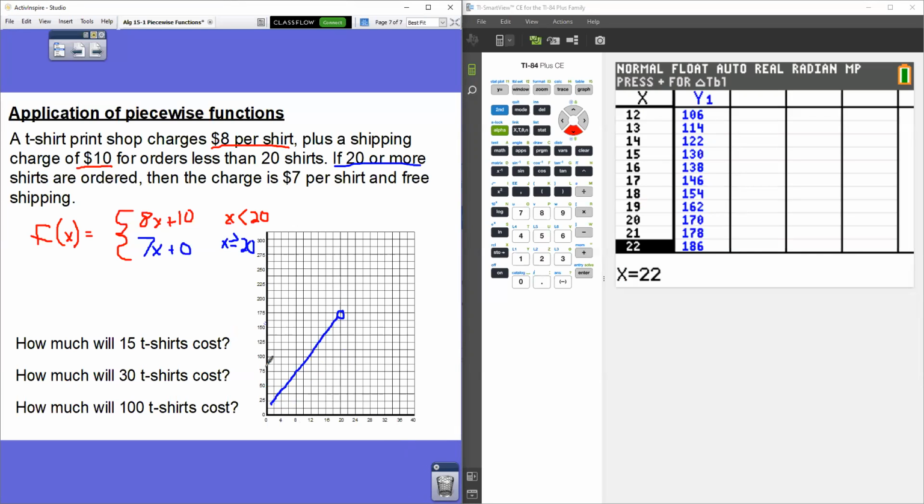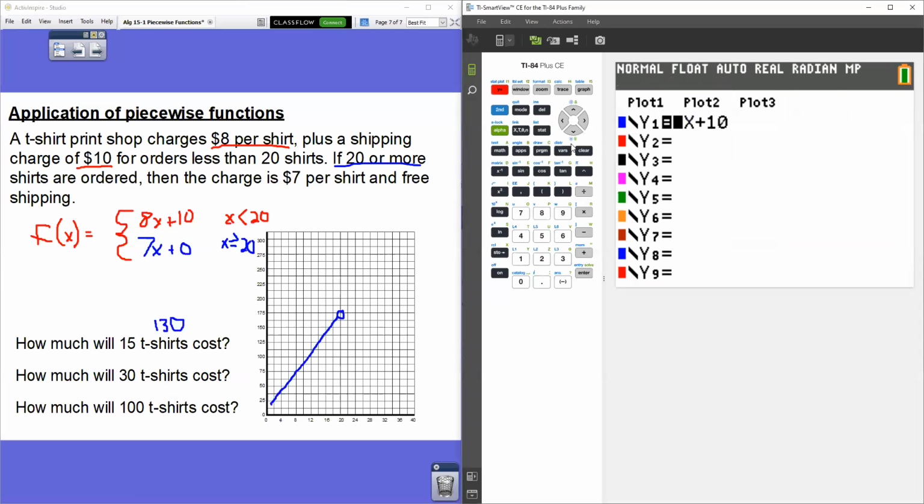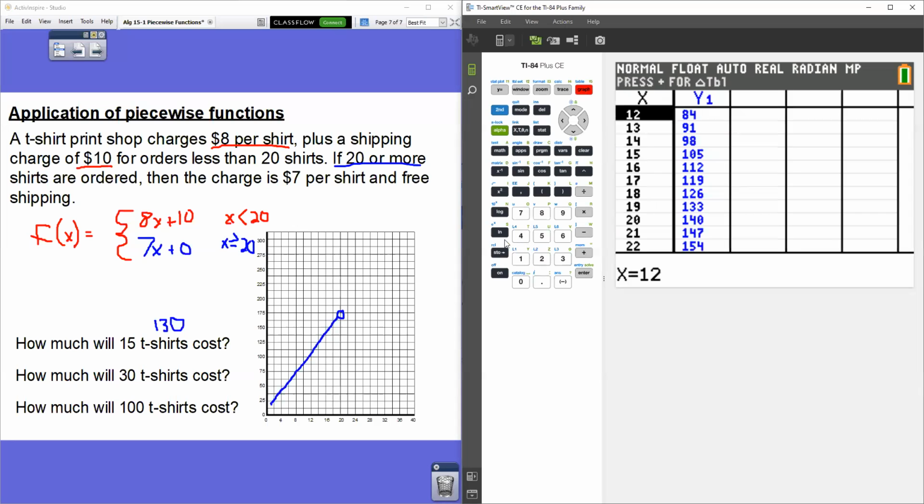So how much will 15 t-shirts cost? I can see in my table right now, 15 are $130. For the numbers that are bigger or equal to 20, I need the equation 7x. So second in table for 7x. For 20 exactly, it is 140, which is right there. So that is right there, and that's a closed dot. So notice that you would actually be paying more for 18 shirts than you would for 20 shirts because of the shipping. Just one of those things.